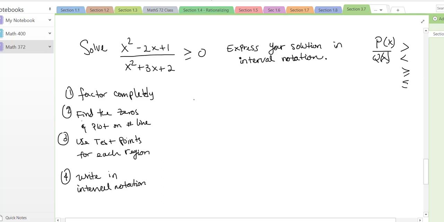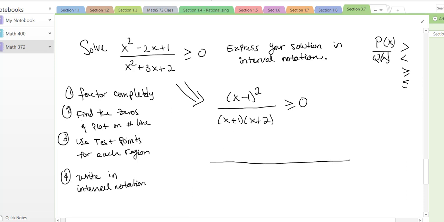So let's go ahead and factor completely first. I want two numbers that multiply to 1 and add up to -2, since this is a quadratic. So that looks like x minus 1 times itself, so it's x minus 1 squared. And now here I want two numbers that multiply to +2 and add up to 3. So that will be x plus 1 and x plus 2, greater than or equal to 0. And so how do I solve this? Well, now we find the zeros of each factor and plot them on a number line.